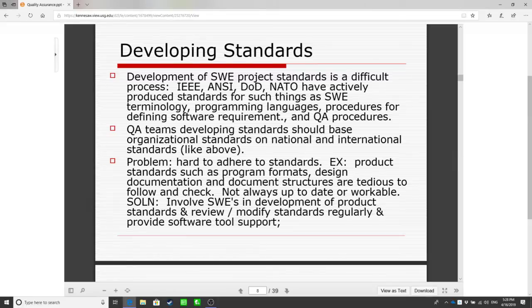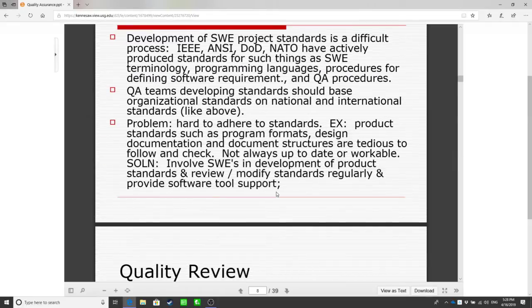Yeah. And the problem is, first, a standard is hard to design. And once we have the standard, actually it's very hard to follow the standard. Right? Like program formats, design documentation. Sometimes all these things have been defined: you should do this, you should do that.